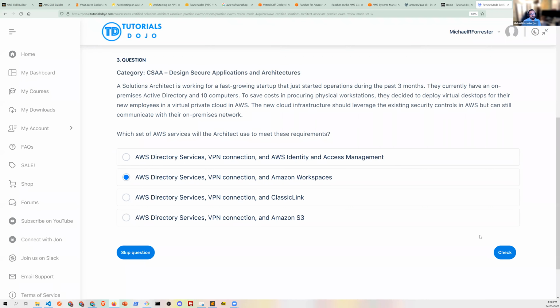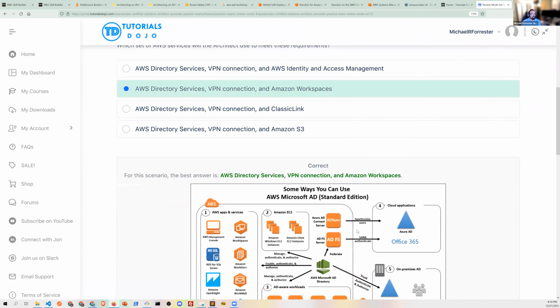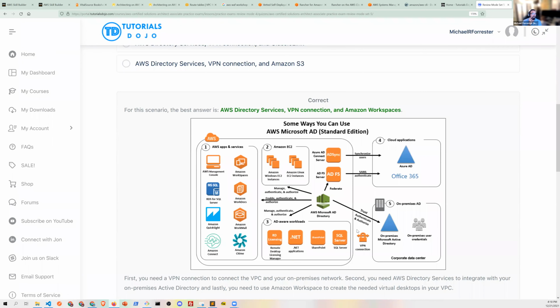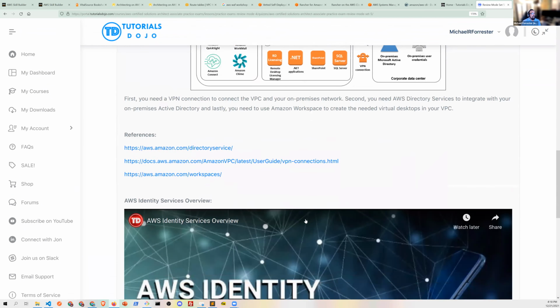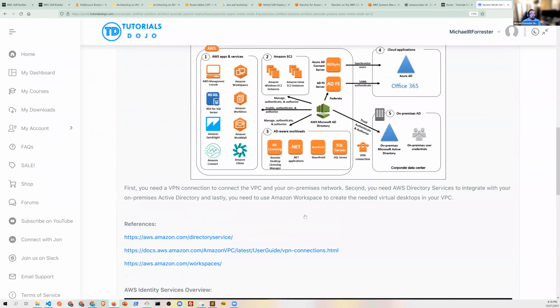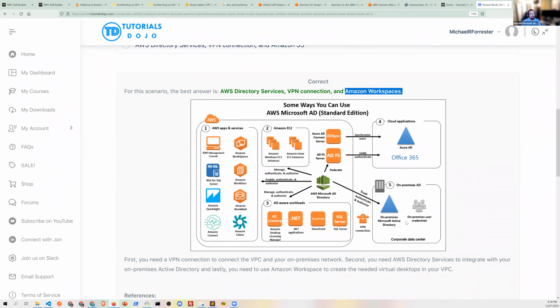So that's why we take the practice exams. That's an old drawing, actually. Interesting. Oh, interesting. Yeah, that is an old drawing. Huh. Anyway, so there's nothing really significant there, right? This is the only answer because of Amazon WorkSpaces.